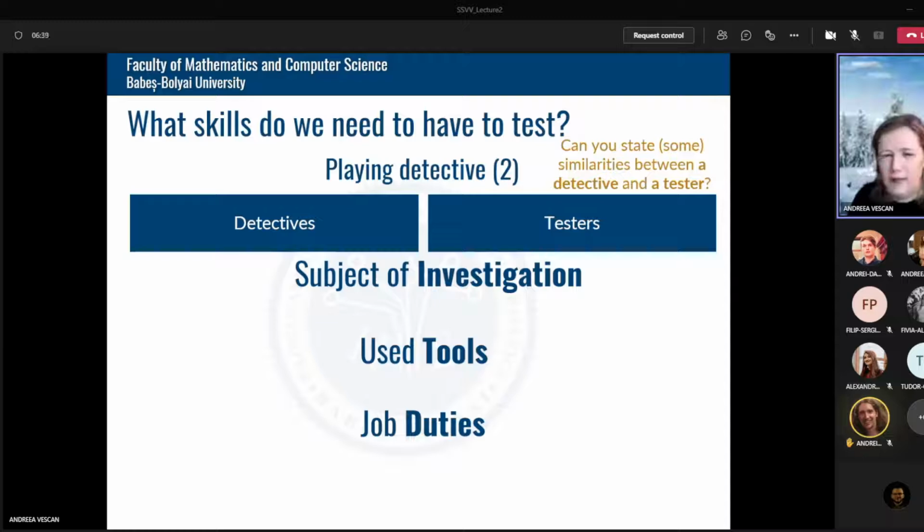Very good. Detectives investigate something that harms others, like a crime or some activity that was against the law. And a tester also investigates what's wrong with the software, with the source code. Very good, Andrei. So they both investigate something. How about tools? Regarding the tools they use to investigate, what are the similarities between detectives and testers?